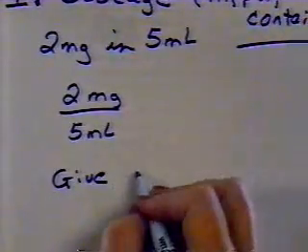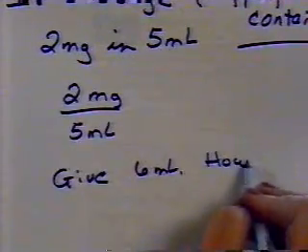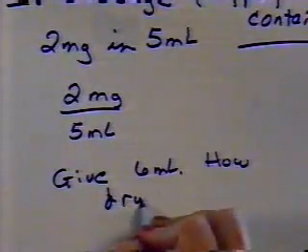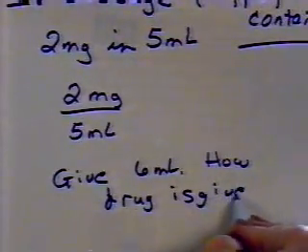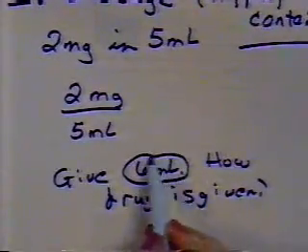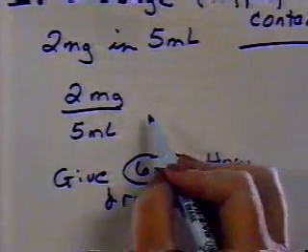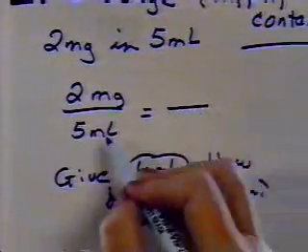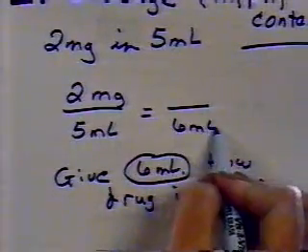give 6 milliliters. How much drug is given? So if it tells me to give 6 milliliters, and I have a label that says 2 milligrams in 5 milliliters, the label tells me milliliters, to put milliliters on the bottom.